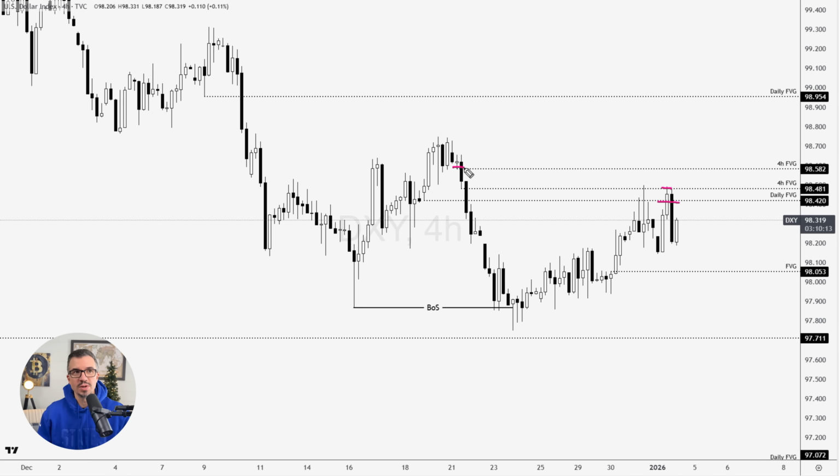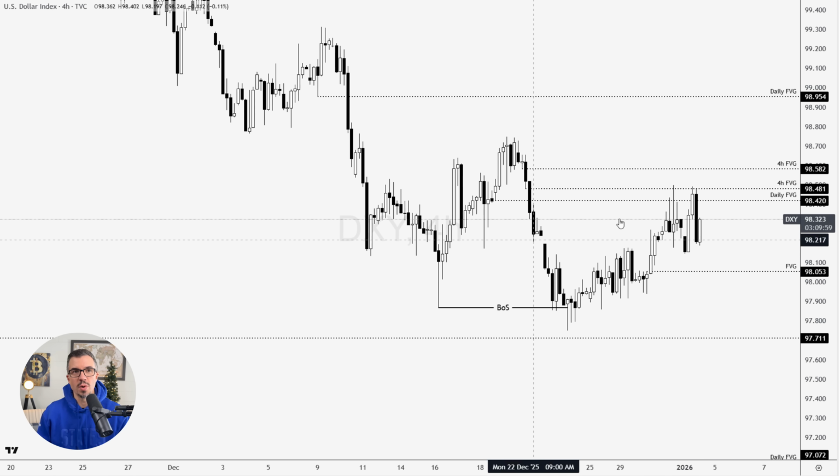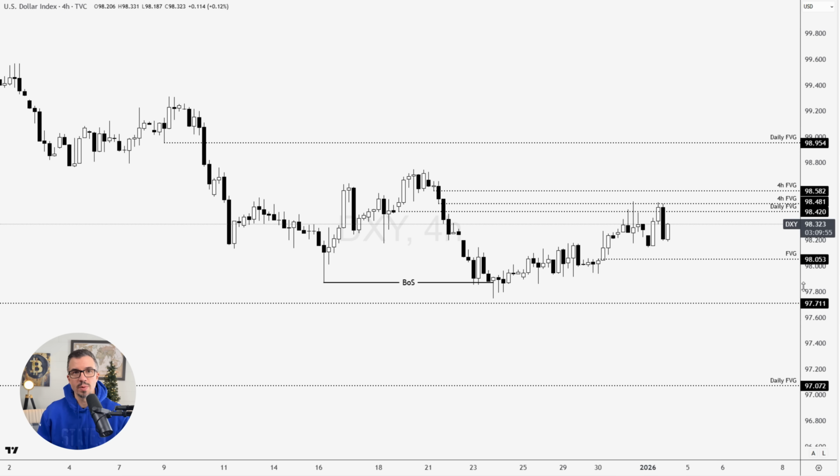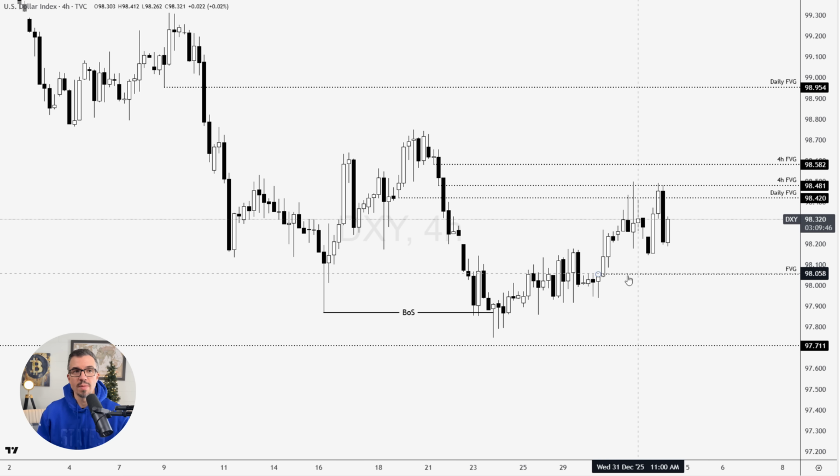There is a 4-hour FVG up here as well that we could see come under pressure, but again, this is the OTE for the DXY based on this downtrend. Okay, now with all of that said, we could get a reversal from here knowing that the trend is bearish and we are getting a retest of that OTE. And furthermore, we also have a 4-hour FVG here off of this high. So this down here could come into play for the DXY over the coming days.